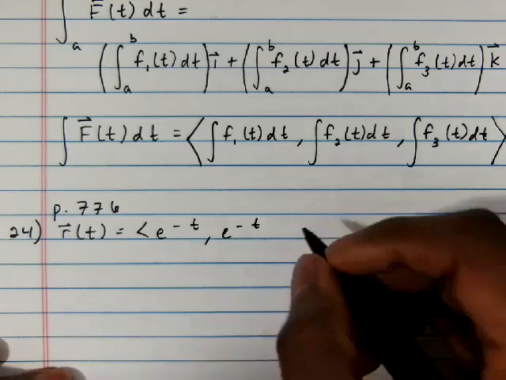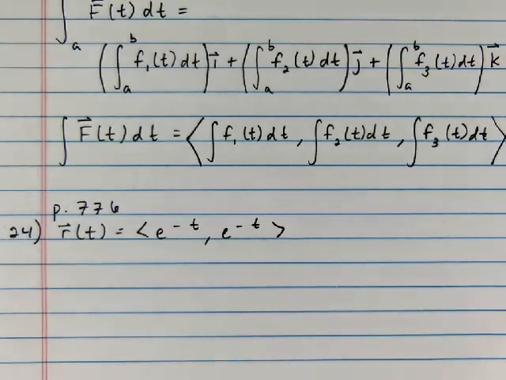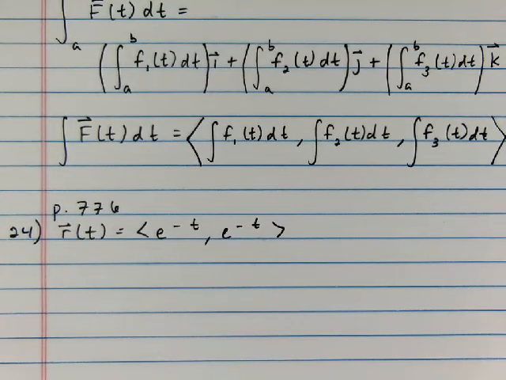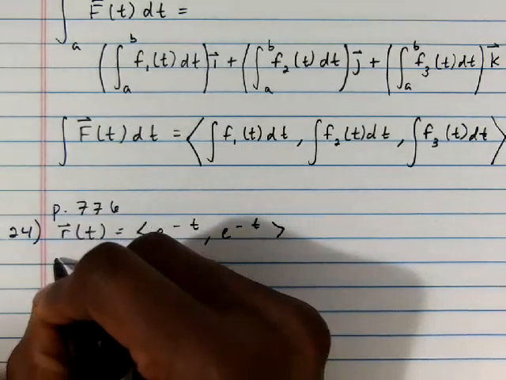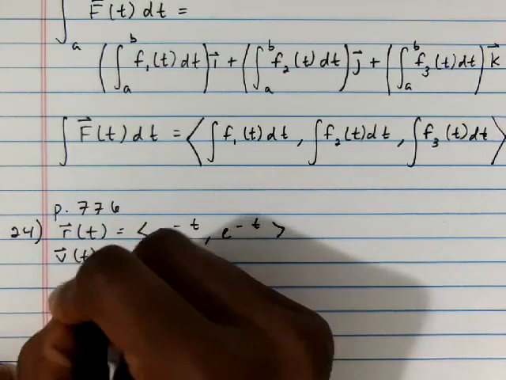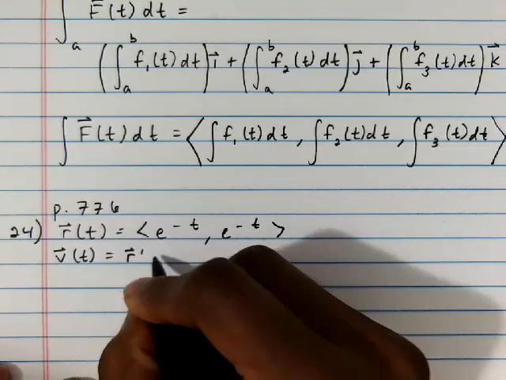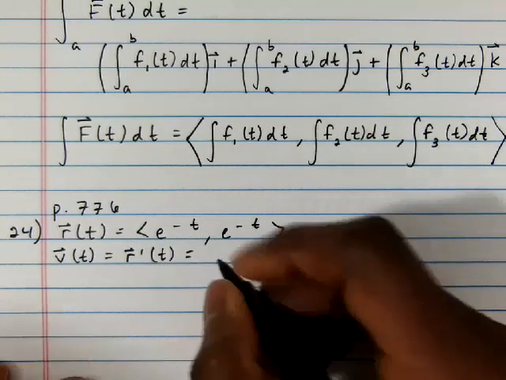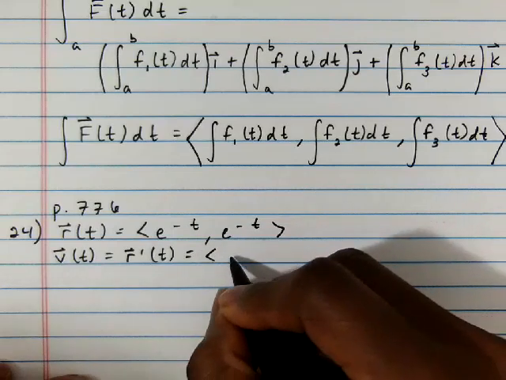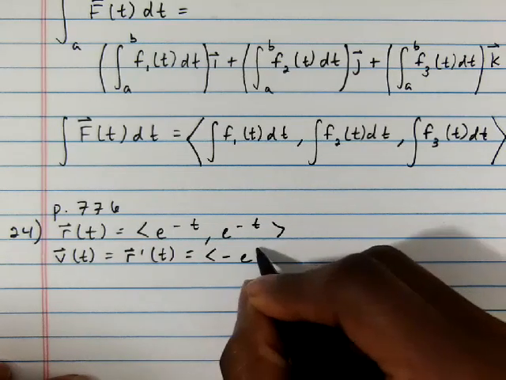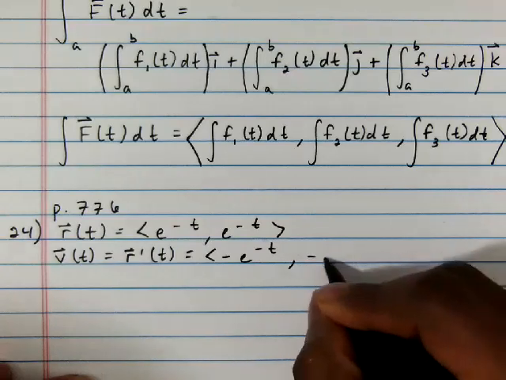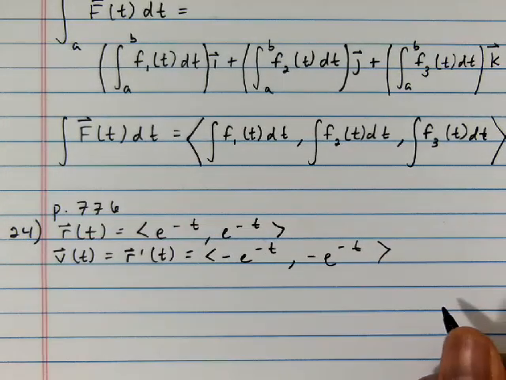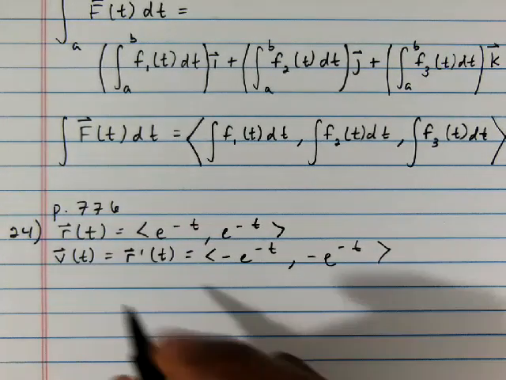All right. So they asked for velocity, speed, and acceleration. So velocity, v of t, is just equal to r prime of t. So we're just going to take the derivative of each one of these, all right, which gives us, remember it's still a vector, so don't forget about that, negative e to the negative t, comma, negative e to the negative t. And it asks for speed next, just because speed is the magnitude of your velocity.